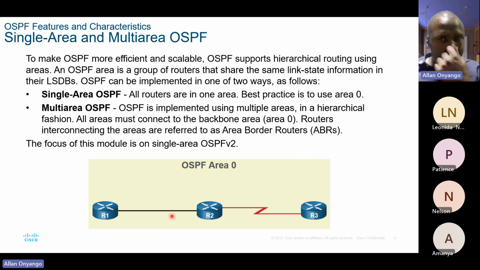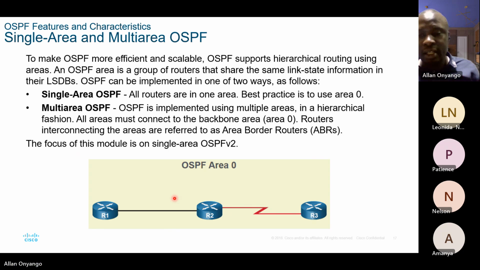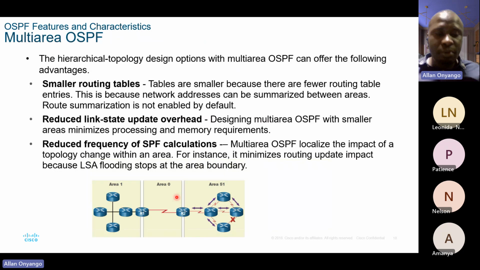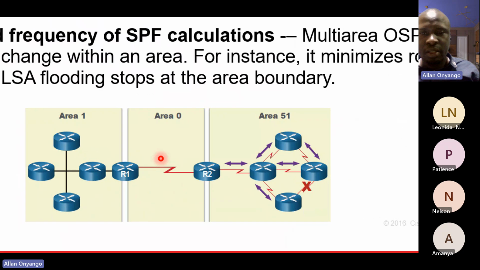But multi-area, which is implemented using more than one area, all areas must always connect to the backbone area. Okay? And routers that are found between one area and another one, we call them area border routers, ABR. Area border routers. Okay? And so a very good example of multi-area will actually be something like this.